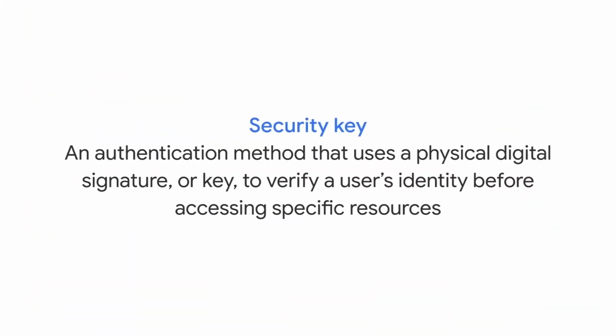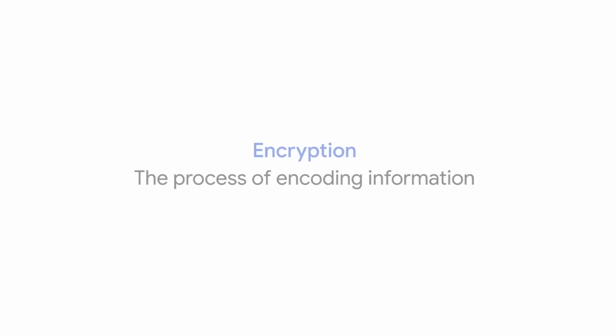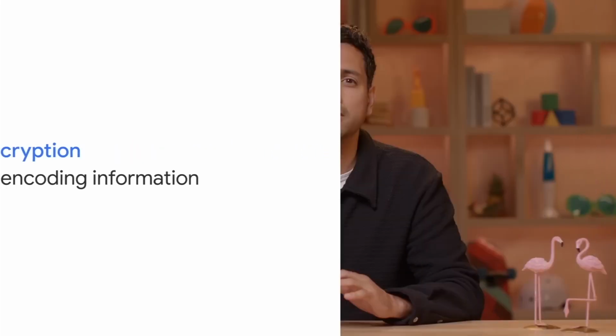Another way to protect data is through the use of security keys for accessing software, accounts, and datasets. This is an authentication method that uses a physical digital signature, or key, to verify a user's identity before they access these resources. Finally, encryption is another proven method. This is just the process of encoding information. Encryption protects data by scrambling it into a unique secret code that can only be unlocked with a digital key. Data may be encrypted on an individual machine and unencrypted when you work with it, or it may be encrypted when it's shared or sent from one machine to another.